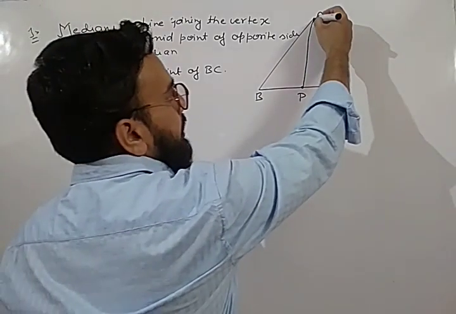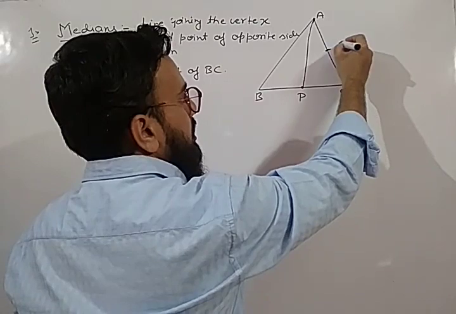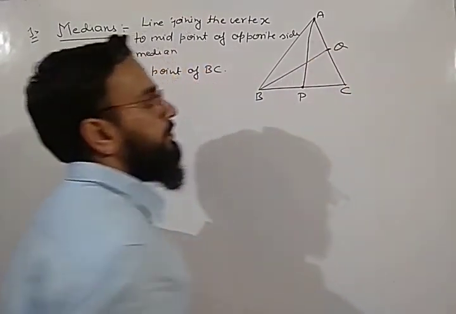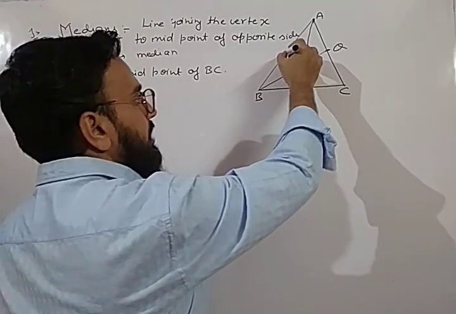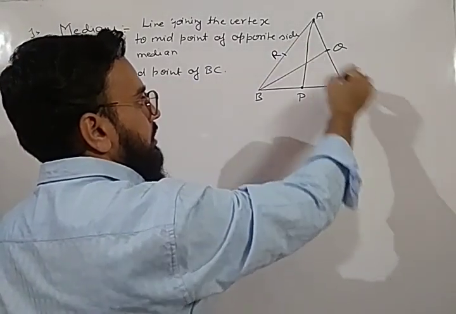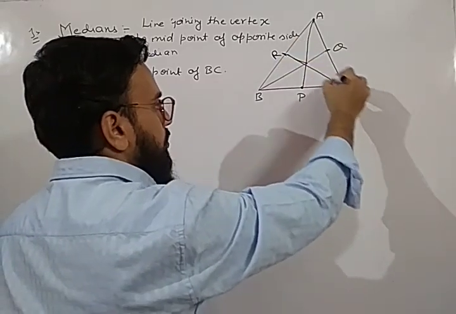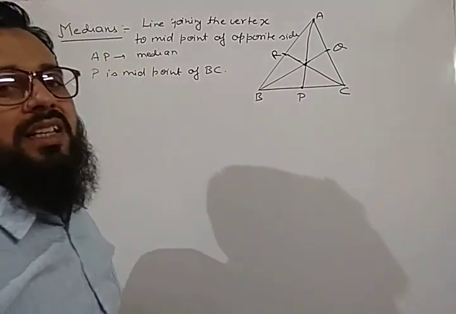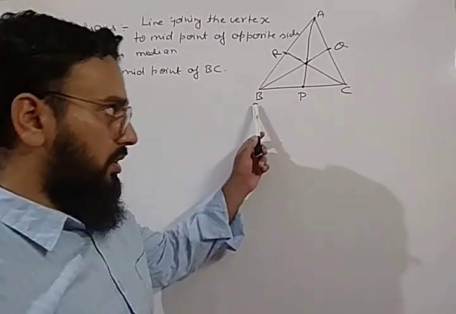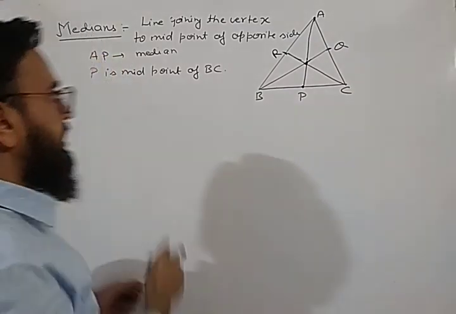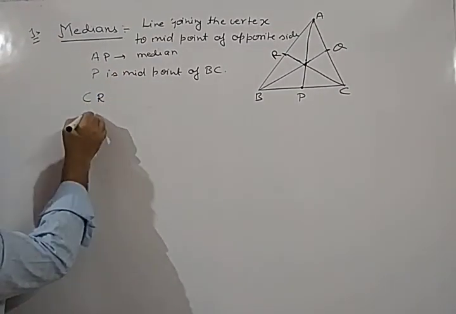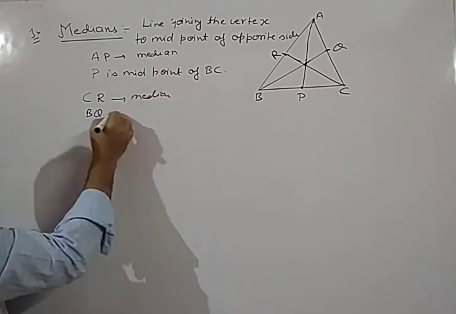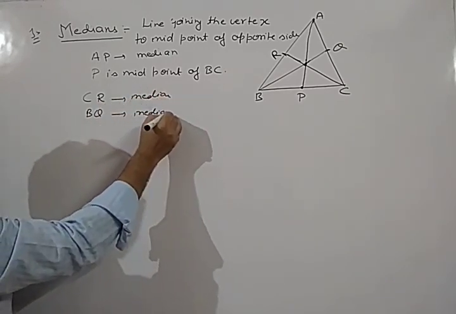Similarly, if we take the midpoint of AC, suppose this is Q, the midpoint of AC, then BQ will be the median also. Similarly, if we take the midpoint of AB as R, then CR will also be a median. So in a triangle there are three medians from the three vertices. From vertex A, AP is the median. Similarly, CR is a median and BQ is also a median.